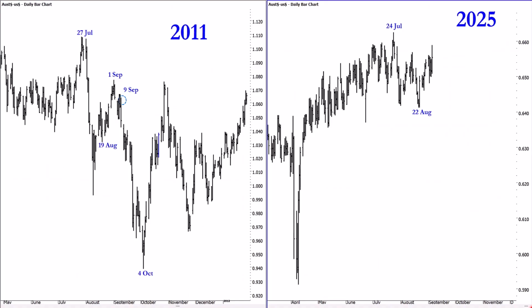Last thing I'll say, I did show this comparison in last week's episode of the Forex Form Guide, and it was 2011 versus 2025. Interestingly there, it was the 9th of September where the market actually started running down from on the Australian dollar in 2011. There's some similarities between these two markets here. Obviously not perfect, but in terms of the dates, there are some similarities there. That top is the 12th of September. It's not that far off.